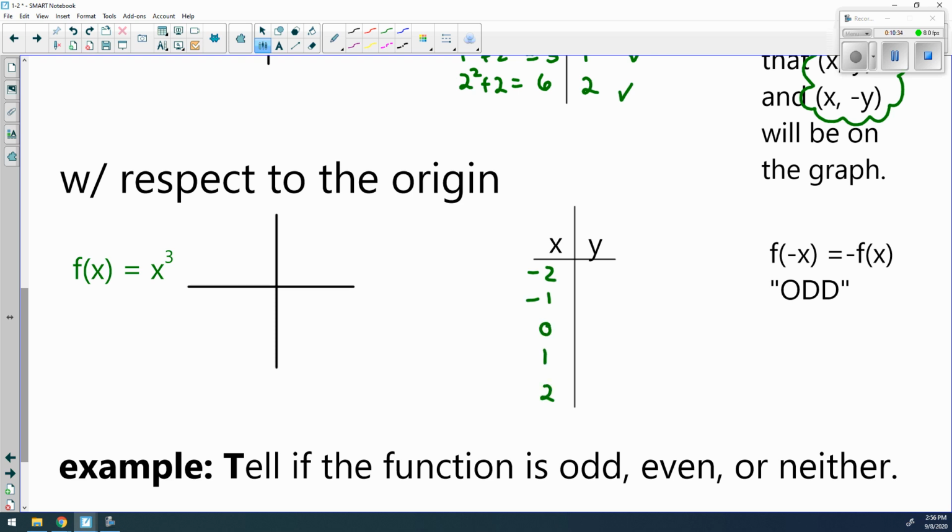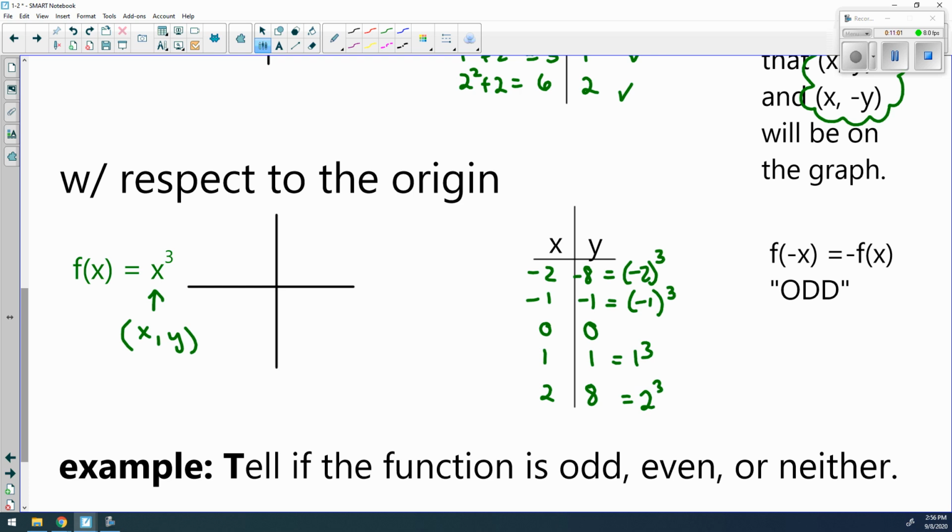Again, looking at this function here, I'm going to input x and I'm going to get out y. So when I plug in -2, -2 to the third power gives me -8. -1 to the third power gives me -1. 0 to the third is just 0. 1 to the third is 1. 2 to the third is 8.